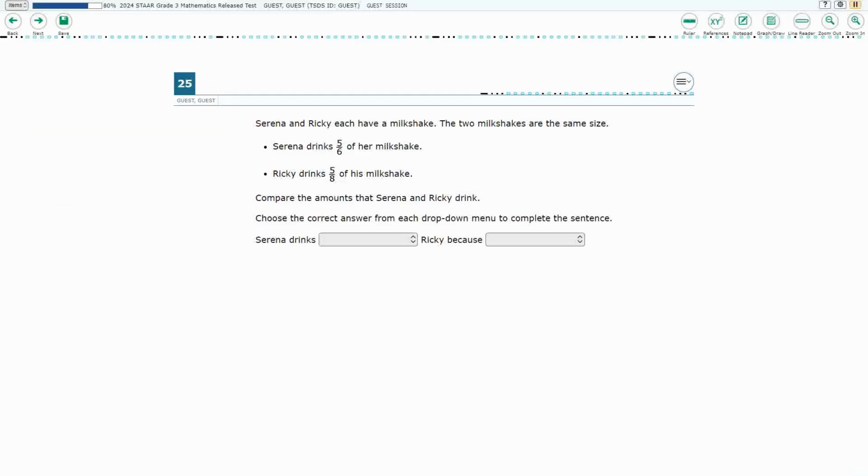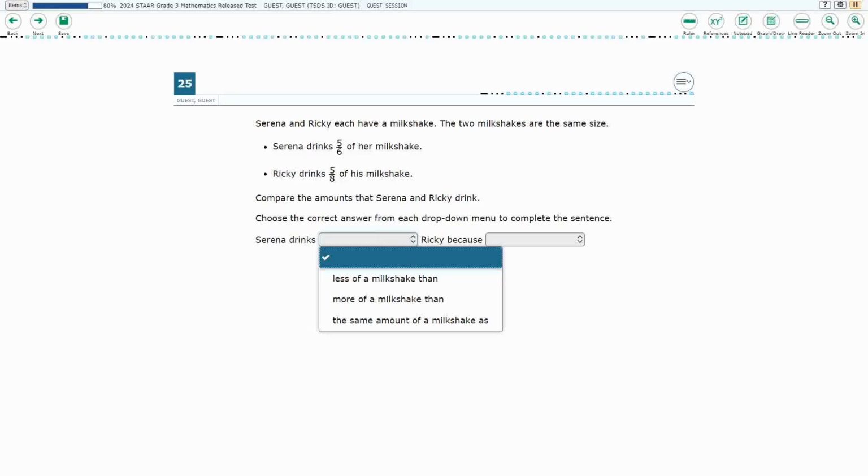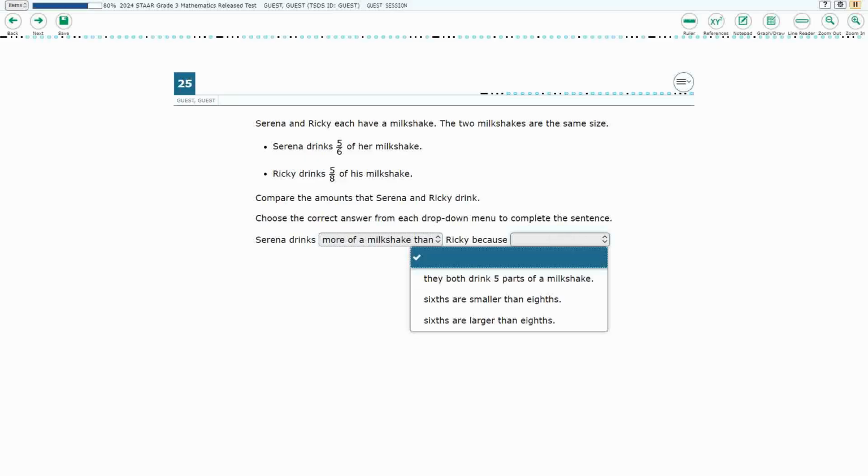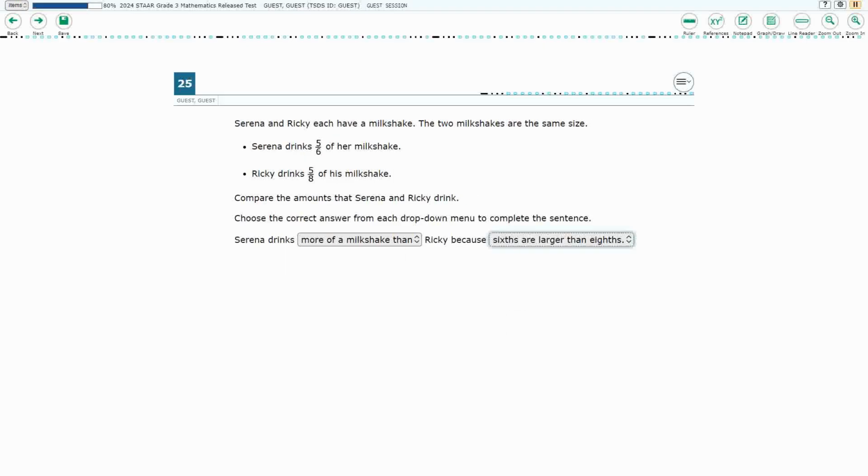So Serena, with the 5/6, drinks more of a milkshake than Ricky because sixths are larger than eighths. Sixths are larger than eighths, and they both drink 5 parts. We knew that Serena drank more because, looking at the denominators, the sixths are larger than eighths. It's a 2-point problem, and that's how you get full credit.